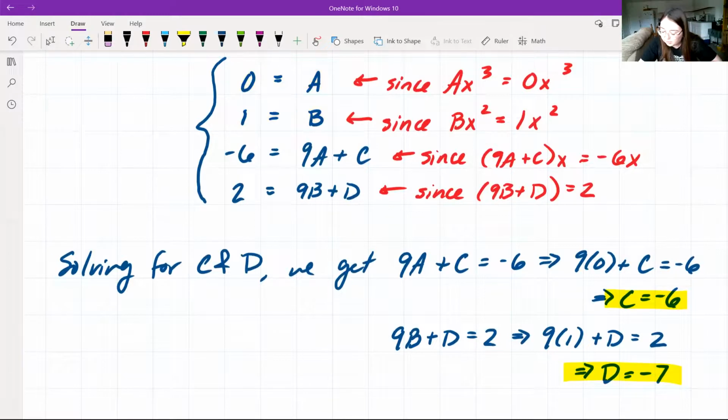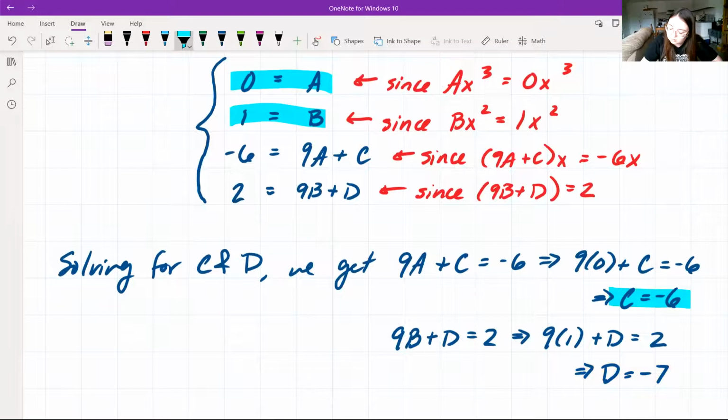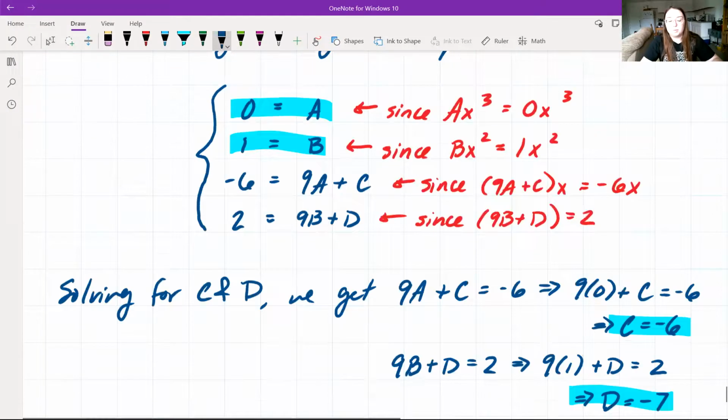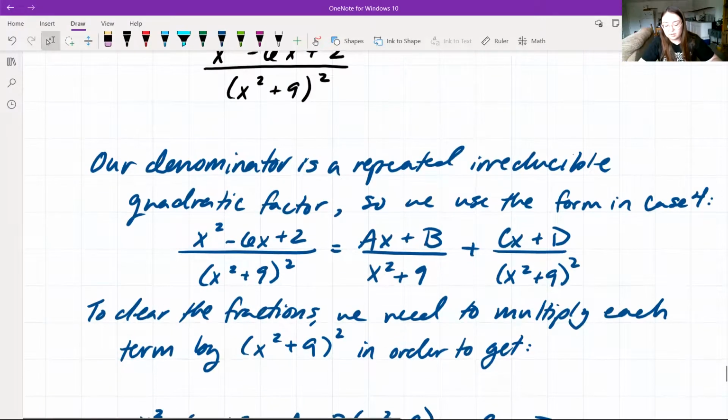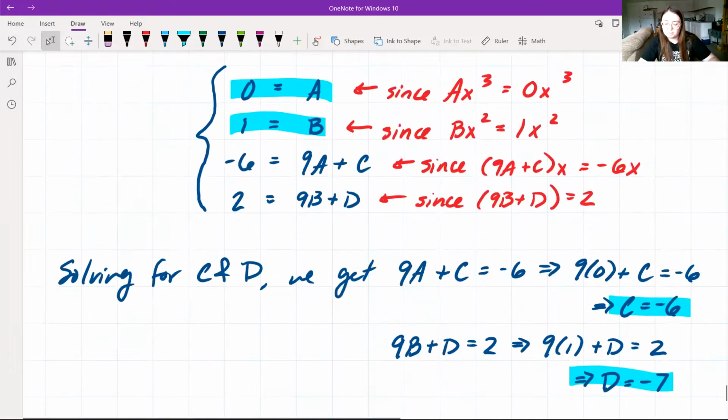So let's highlight that in blue instead of yellow. There we go. So we found the values of a, b, c, and d, but remember now we want to plug this into our equation in the form of ax plus b divided by x squared plus 9, plus cx plus d divided by x squared plus 9 squared.